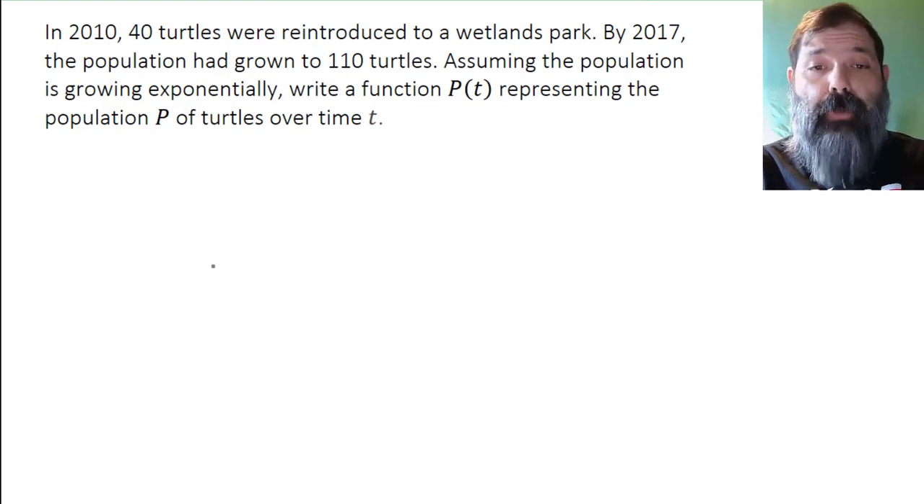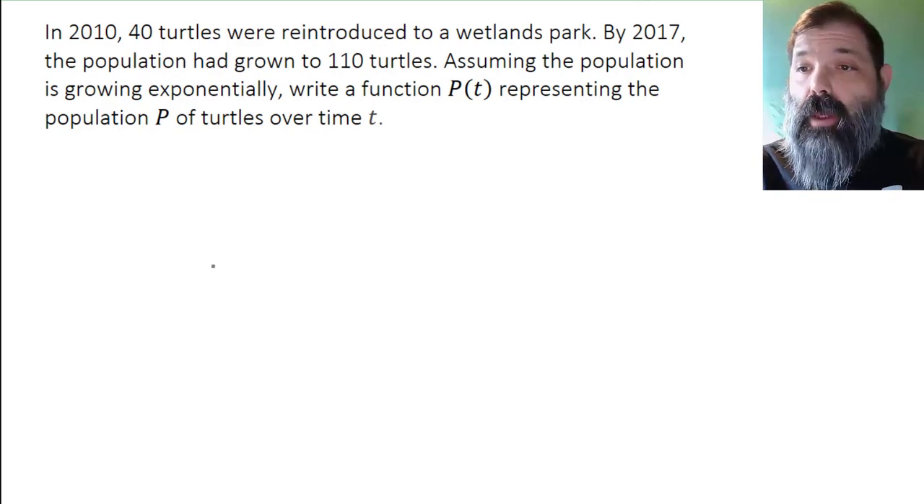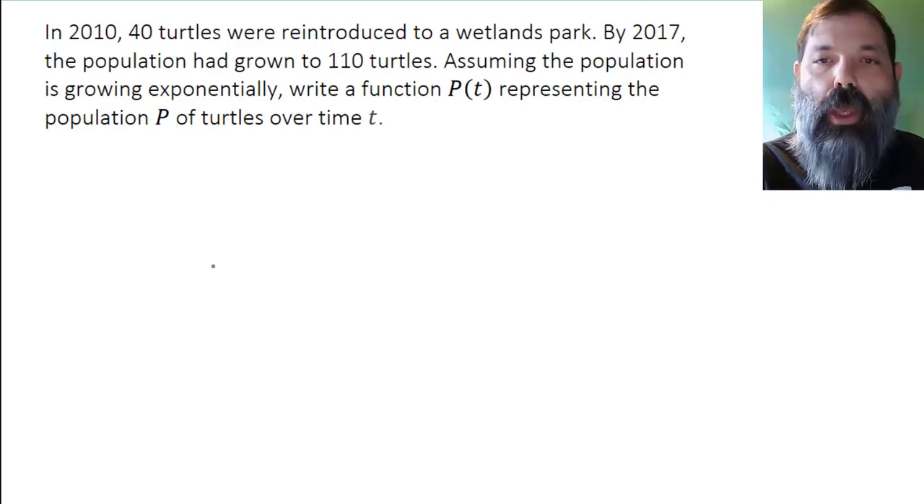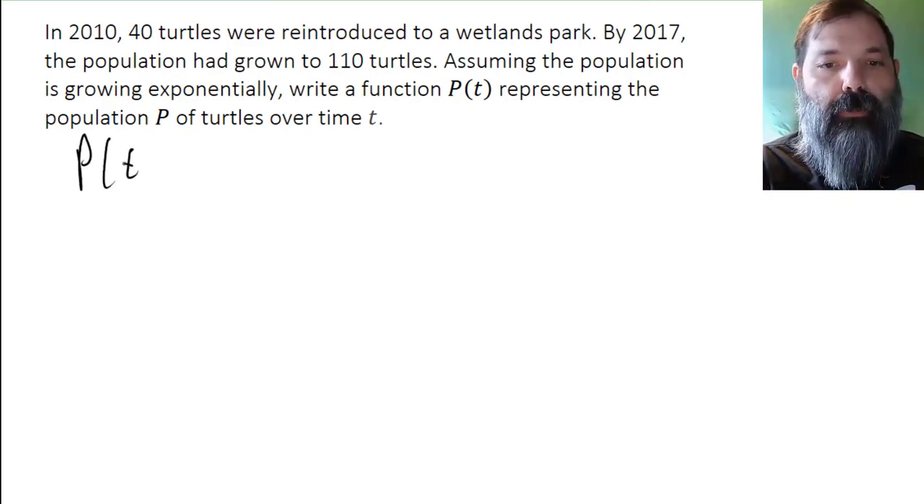In 2010, 40 turtles were reintroduced into a wetlands park. By 2017, the population had grown to 110 turtles. Assuming the population is growing exponentially, write a function p of t representing the population p of turtles over time t.